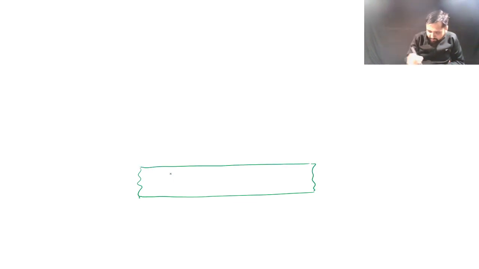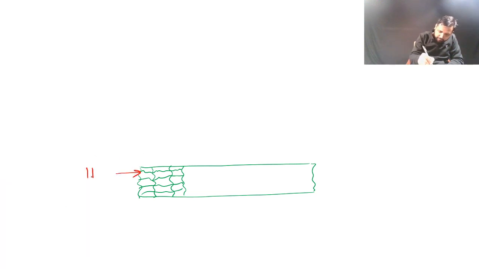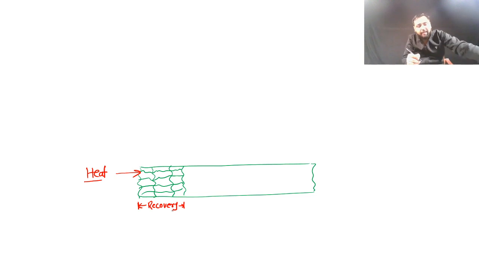Let us take the strained grain now. This is the strained grain over here. Now let us add heat into it. So as you add up the heat into it, it will at first undergo a stage of recovery. As you add up the heat, my dear, what will happen? Suppose this is the grain boundary. This side atoms are there.